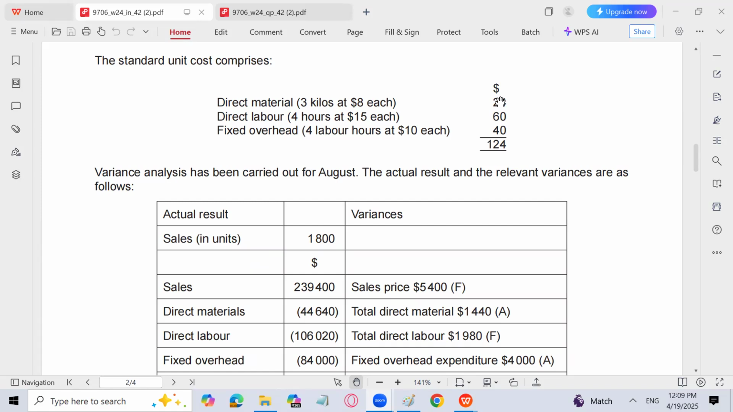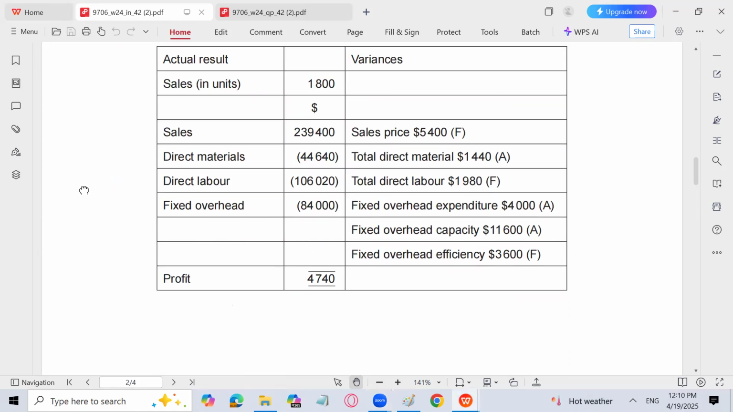42, we are going to have a question of investment appraisal, and a question of standard costing with some part of budgeting also. Maybe purchase budget or production budget or some relevant theory regarding budgeting will be examined in the exam. So let's solve this question.